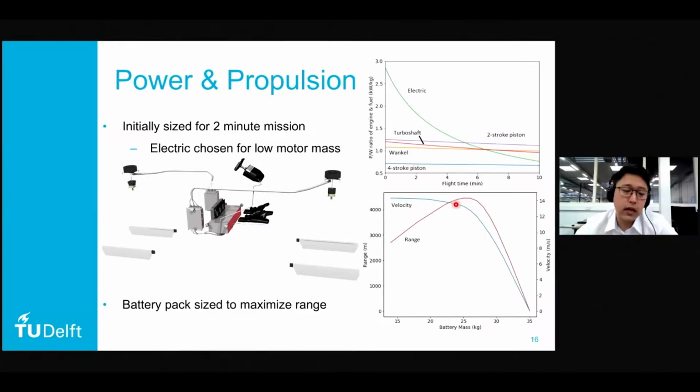What this means is that we ended up getting an endurance of 5 minutes. And if you refer to the power graph earlier above, you'll see that at the 5 minute point, electric and two-stroke piston starts to cross over. And it's actually not clear whether we should have gone for electric. We might have had better results if we actually went for a combustion engine.